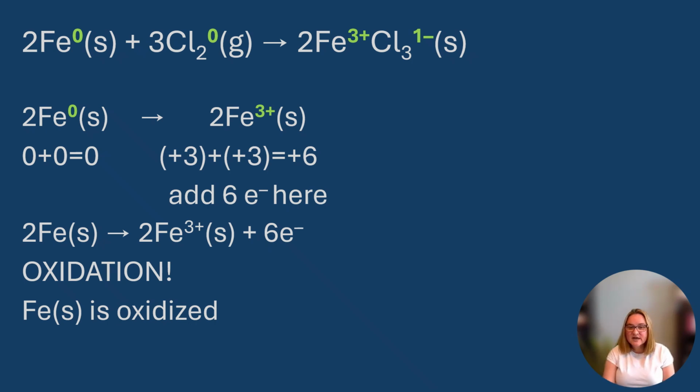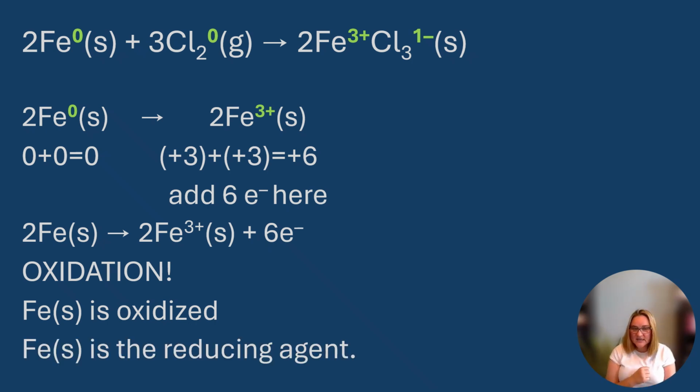The oxidation of iron can only occur if something else is reduced at the same time. So in addition to listing iron solid as being oxidized, we can also state that it happens to be the reducing agent. This is the species that forces the other half reaction to occur.